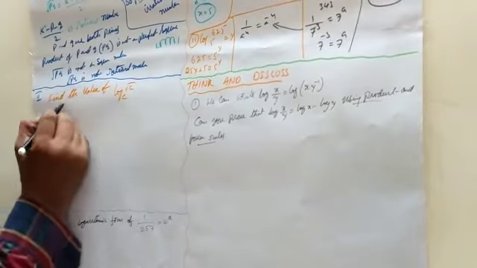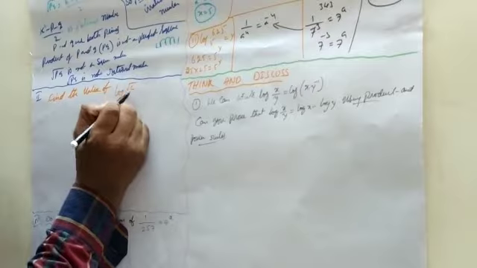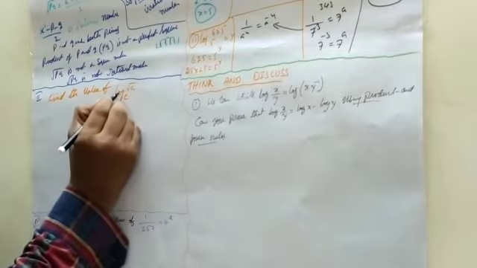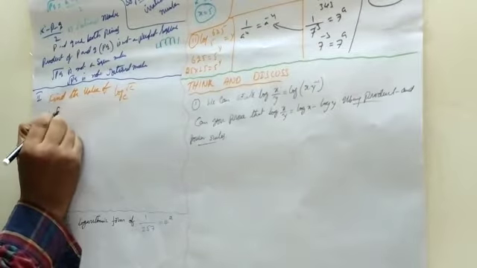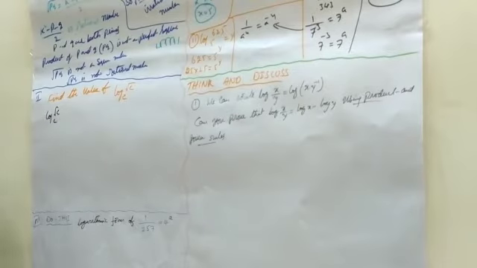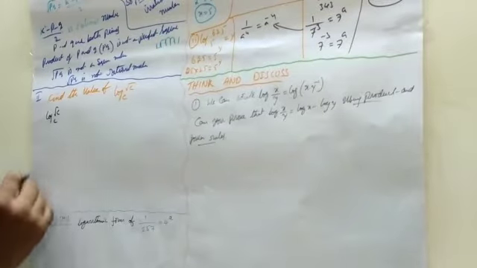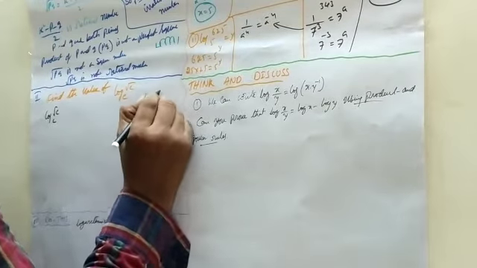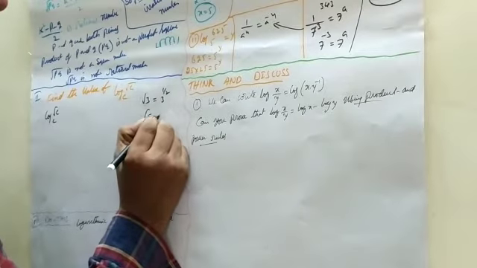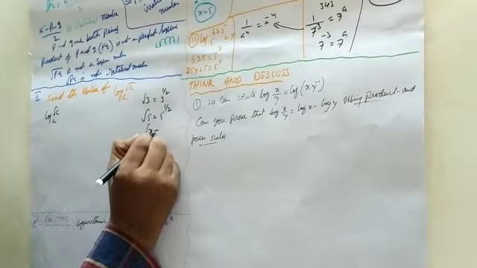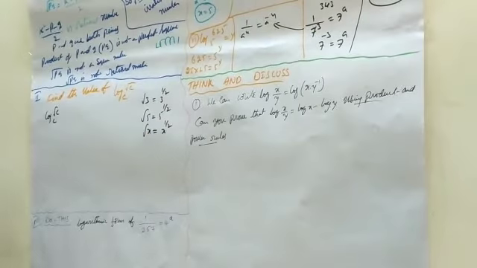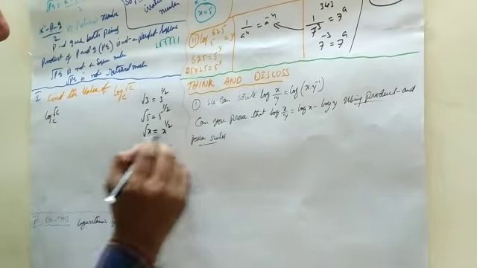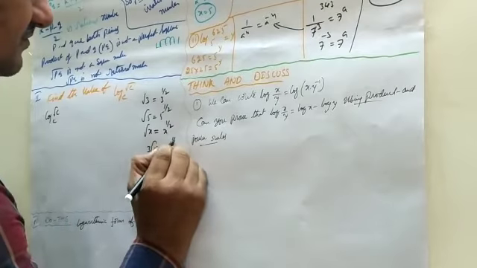Find the value of log root c base c. Like this, find the value of log root c base c. For example, what is root 3? Root 3 is equal to 3 power 1 by 2. Root 5 is equal to 5 power 1 by 2. Root x is equal to x power 1 by 2. Cube root 5 is equal to 5 power 1 by 3. Like that.